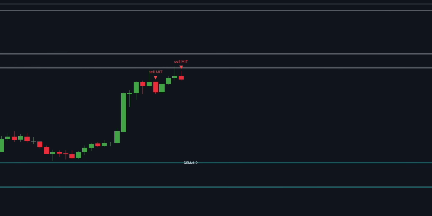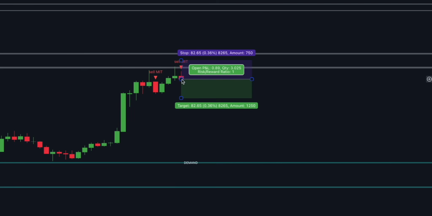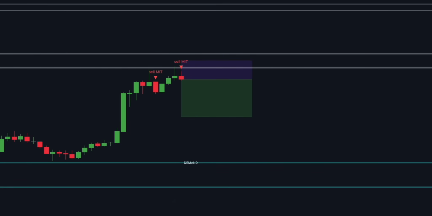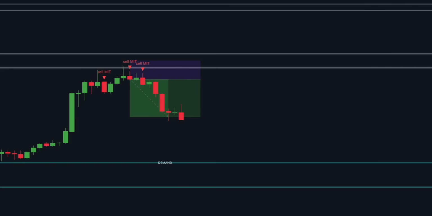For sell entries, the price must first retest the resistance level. This is where the majority of traders take their profits, which results in a drop in price. The indicator finds a bearish engulfing candlestick pattern. We follow the rules and enter a sell trade. We placed a stop loss above the level of resistance and target 2 times the risk.